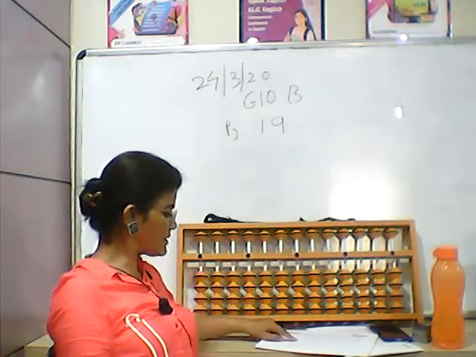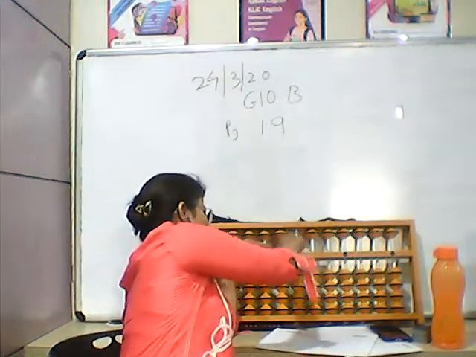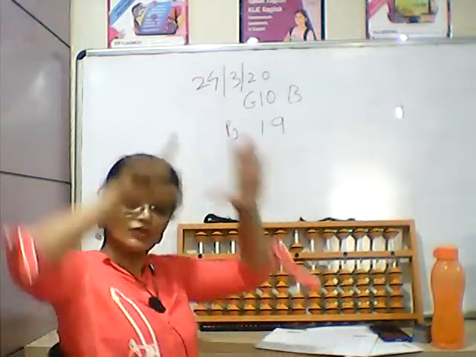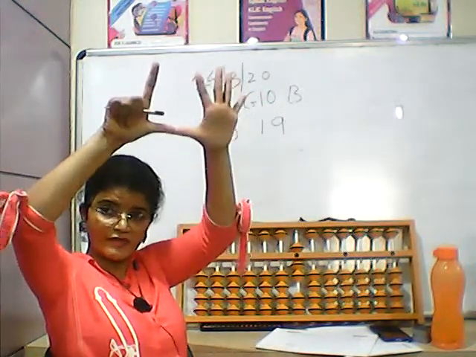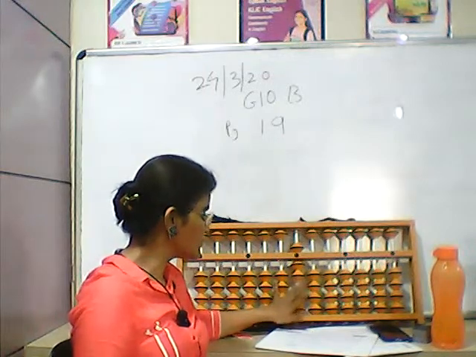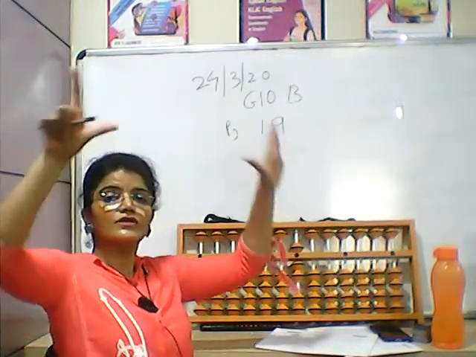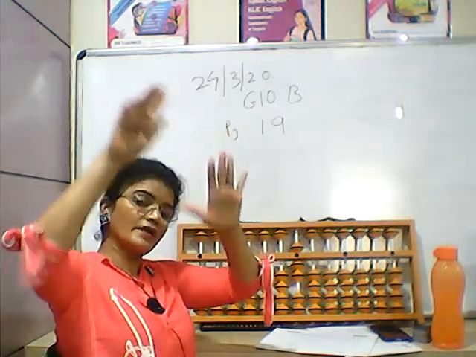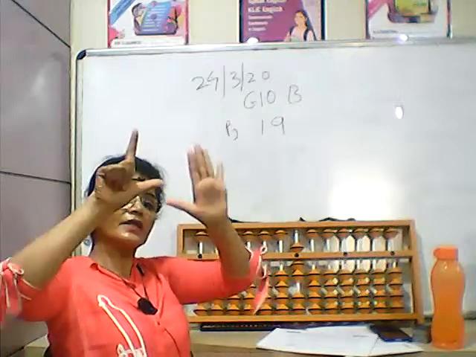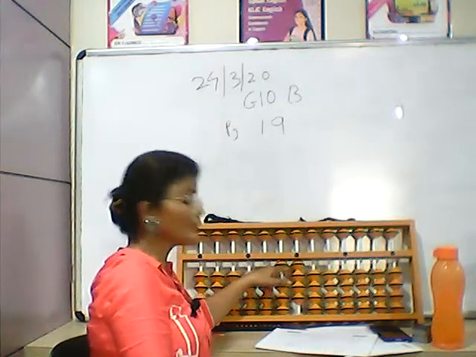Sum number 7. 5 and 2, close action. Again 7, no 7, show 7. 7 ka friend minus 3. Minus 3, plus 10, minus 3 to nahi hai. So mix complement. Plus 2, minus 5, plus 10. 2 up, 5 up, 10 up. Minus 8.